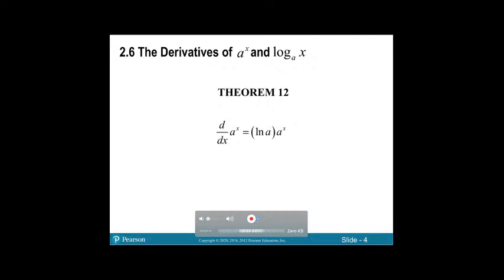Remember in the last one, when we did the derivative of the exponential, it was d by dx of e to the x, right? And it was just itself. This part was actually there, but natural log of e is 1, right? So we weren't aware of it because the natural log of e is 1.